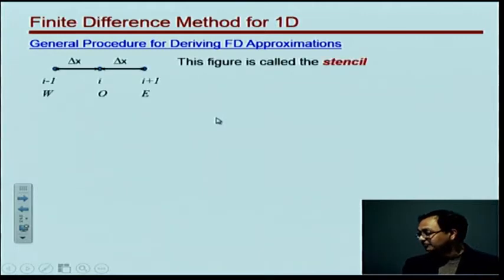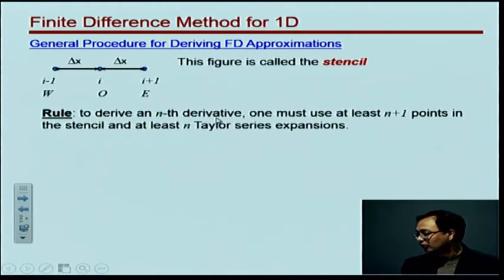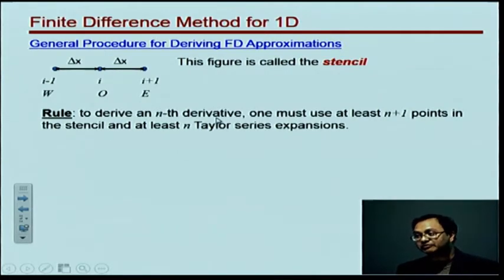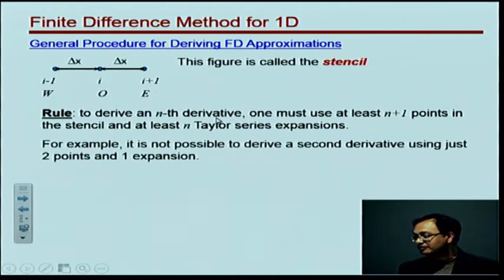So first of all, let's set some ground rules. Rule number one is that to derive an nth derivative, you have to use at least n Taylor series expansions, or n plus 1 points in your stencil. Consider the second derivative, as in the example that we derived. You cannot derive a second derivative using just 2 points. It's impossible mathematically.